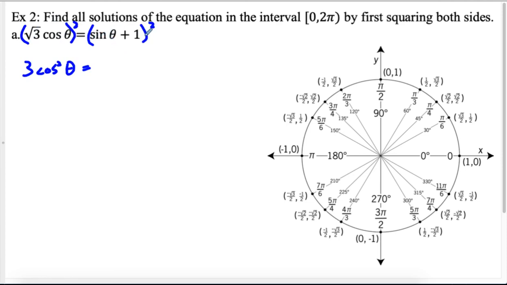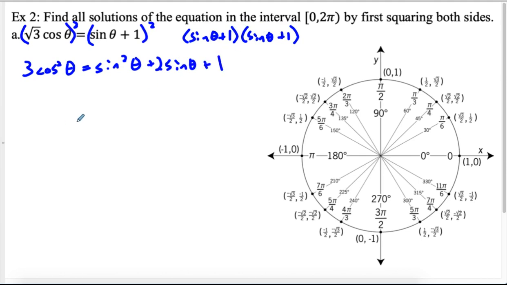Over here, then, we need to be careful. Since I'm adding, essentially, this is sine of theta plus 1 times sine of theta plus 1. So I need to multiply this out. I can't just distribute this square. So this would end up being sine squared of theta, then sine times 1 is sine, plus sine times 1 would be 2 sine of theta, and then 1 times 1 would be 1.